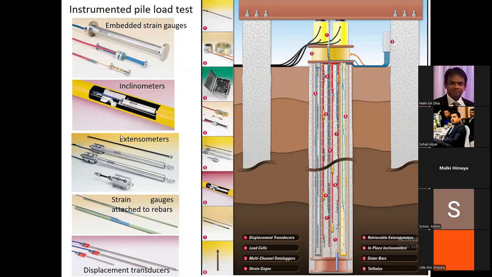These are different types of instruments used along the pile. The embedded strain gauges can be either attached to the rebar cage, or you can even weld them. Cut some sections of the rebar cage and weld the strain gauge into the rebar cage. That can be done.